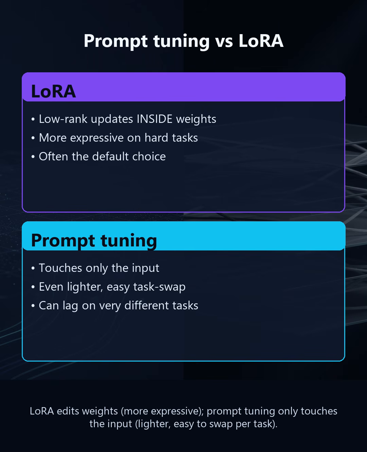How does this compare to LoRA, the other popular efficient method? LoRA injects small low-rank updates into the model's weights, so it is more expressive and tends to win on complex tasks. Prompt tuning touches only the input, so it is even lighter and makes swapping tasks trivial, but it can underperform on tasks that differ a lot from pre-training. Many teams simply reach for LoRA first.